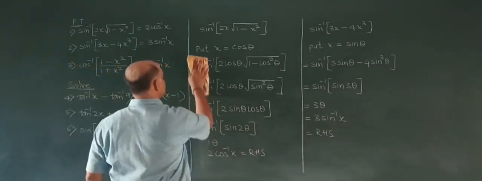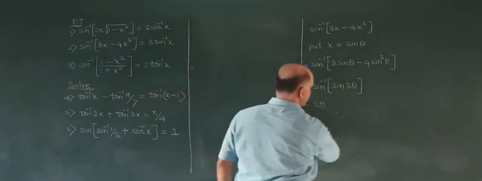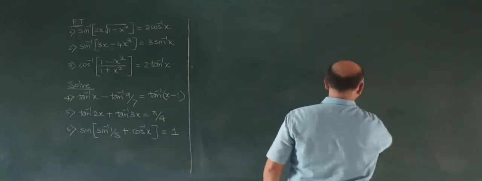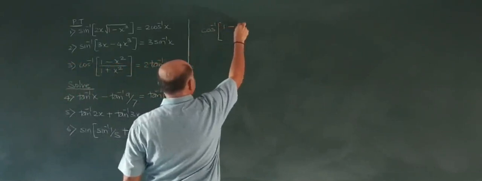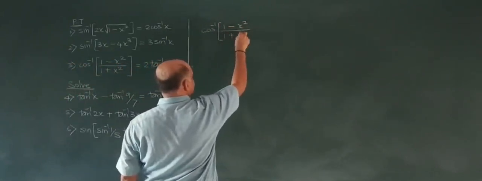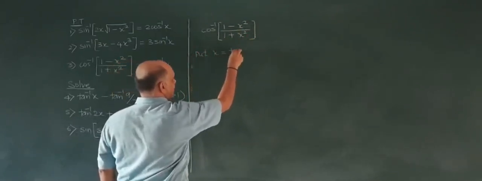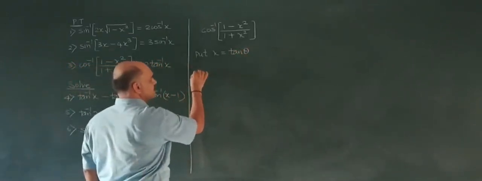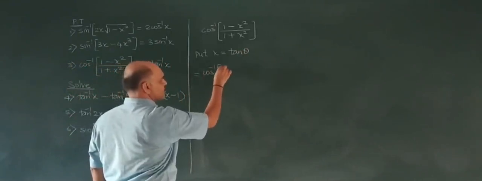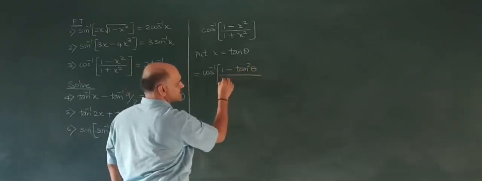Cos inverse of 1 minus x square by 1 plus x square. So the third one. I have told the hint, put x equal to tan theta. So third I will take cos inverse of 1 minus x square divided by 1 plus x square. So put x equal to tan theta. If I substitute x equal to tan theta, I will have cos inverse of 1 minus tan square theta divided by 1 plus tan square theta.